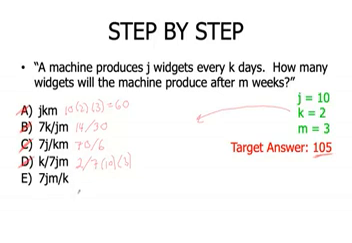And then I'm left with this one. 7 times J times M over K. So I got 7 times 10 times 3 over 2. What does that equal? 70 times 3 is 210. Again, feel free to check this on your calculator. Divided by 2 is 105. Well, would you look at that? Answer option E magically produced the target answer.